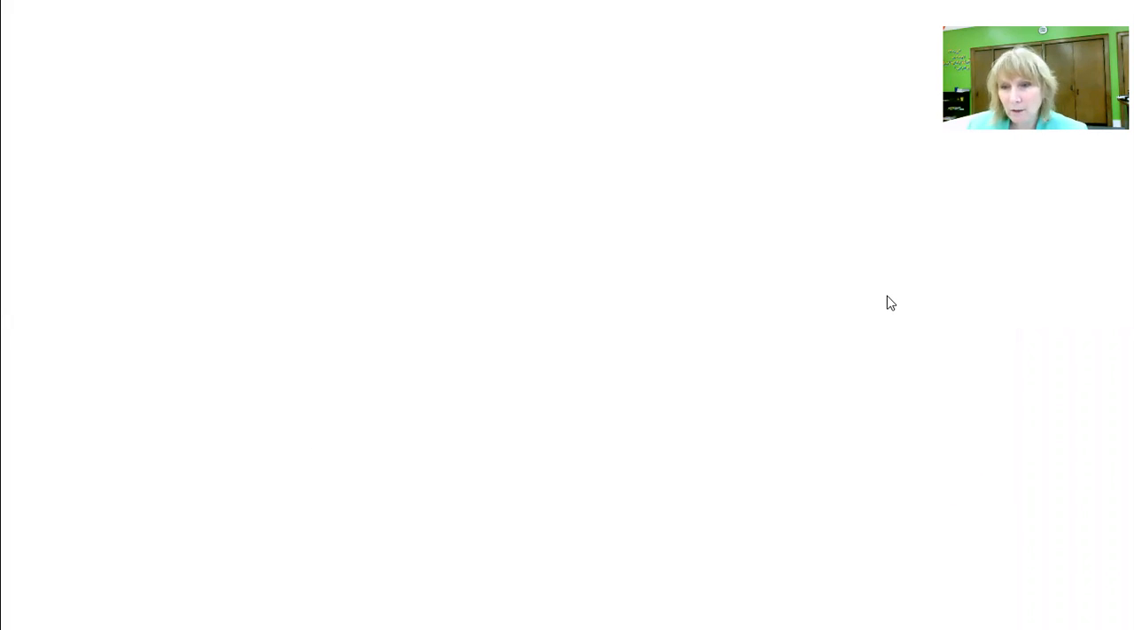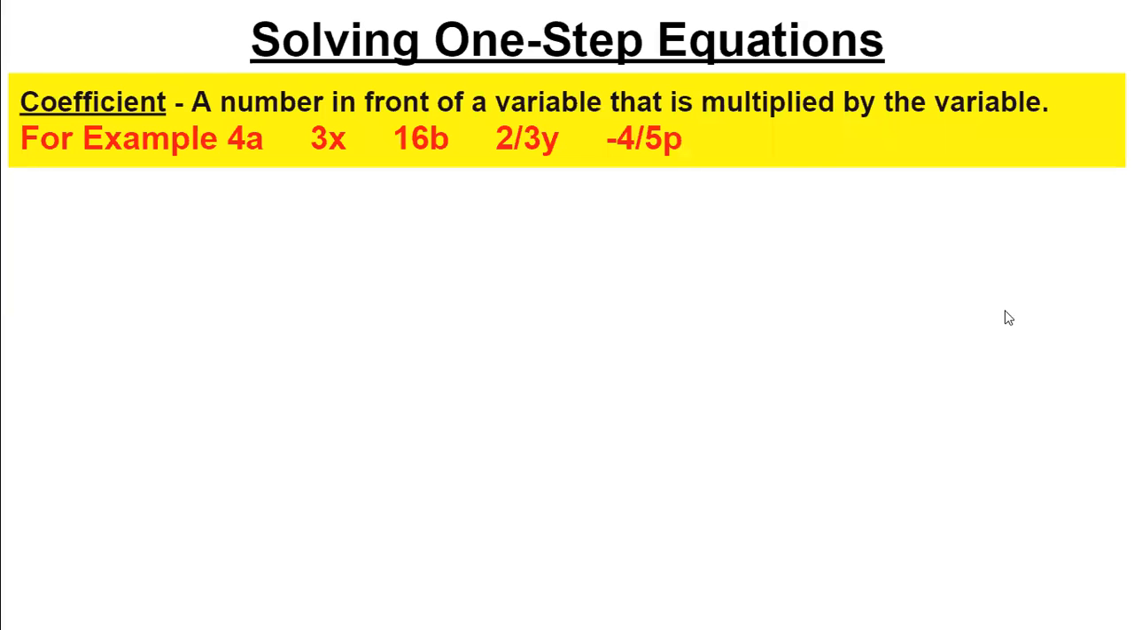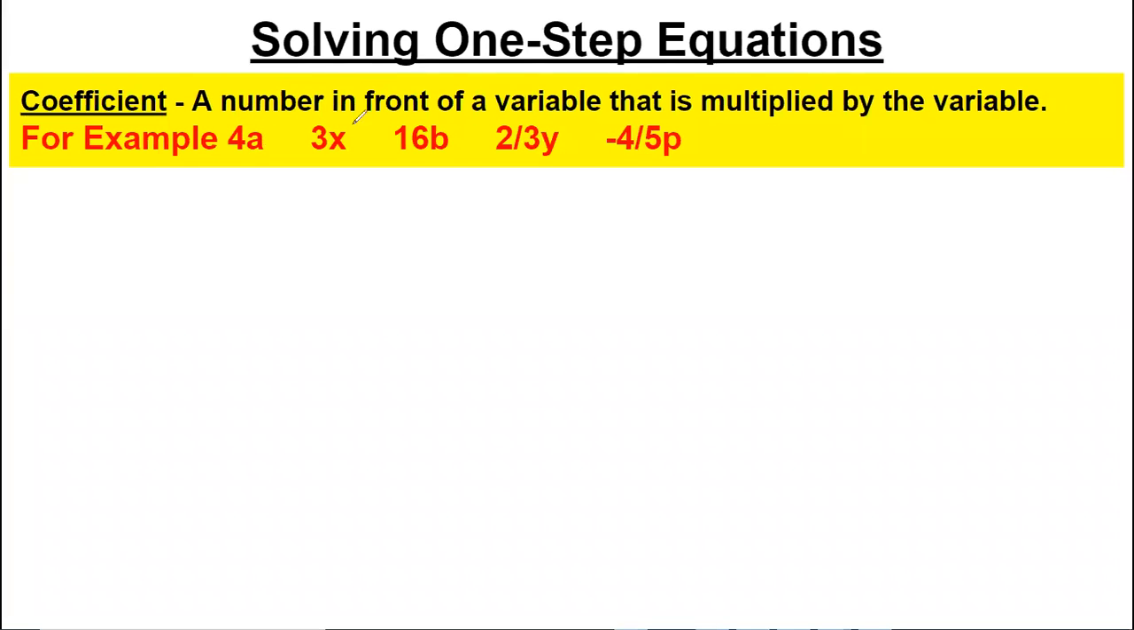So I'm going to minimize myself. Let's begin. Solving one-step equations. A coefficient is a number in front of a variable that is multiplied by the variable. So for example, we talked about this a little in our last lesson. 4a means 4 times a. 3x means 3 times the number x, whatever gets put in there for the letter. 16 times b, 2/3 times y, and -4/5 times p. That's a coefficient, the number in front of the letter, in front of the variable.